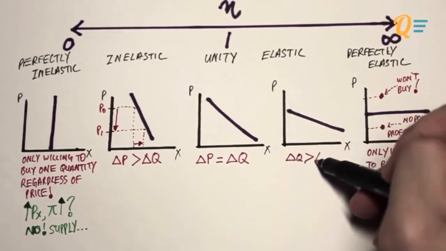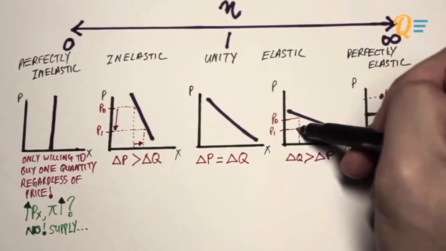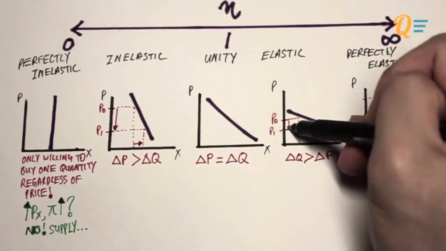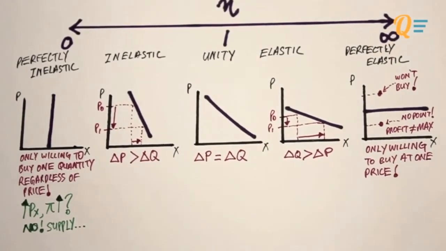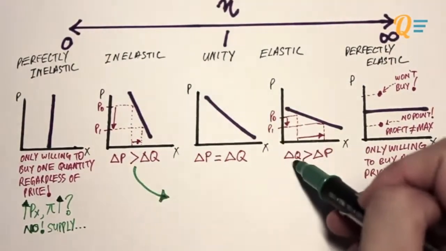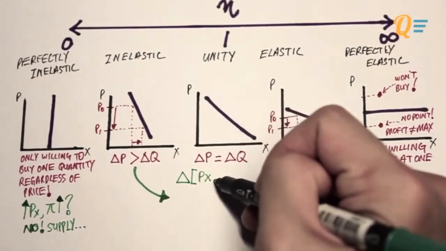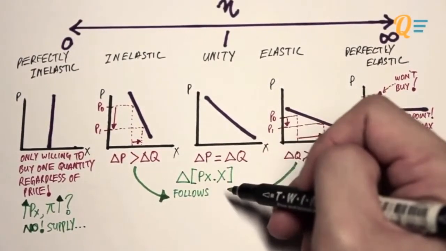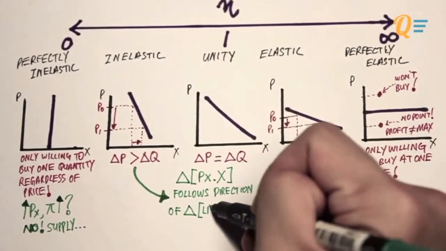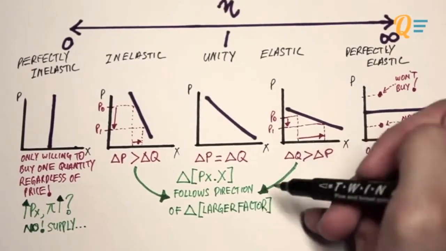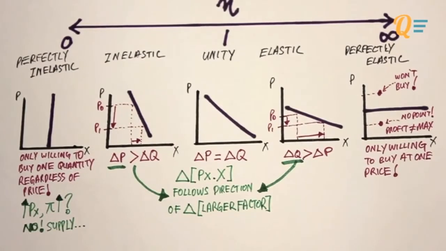If demand was elastic, then the change in quantity is larger than the change in price. So let's say again the price of X would fall to P1, this distance is smaller than that distance. Therefore, the change in quantity is larger than the change in price. So what I can conclude from the way these demand curves are drawn is that the change in the consumer's expenditure on good X follows the direction of the larger factor. So obviously, the larger factor for inelastic demand would be price, and for elastic would be quantity.